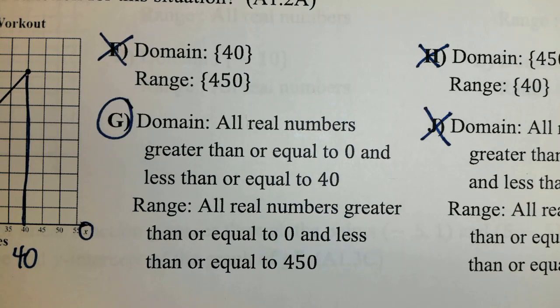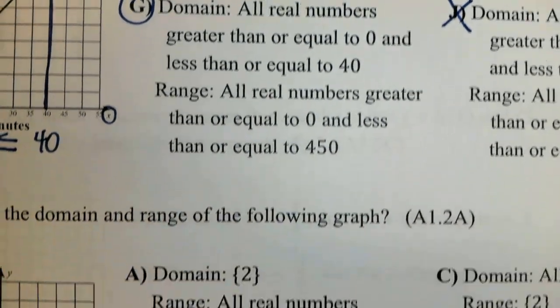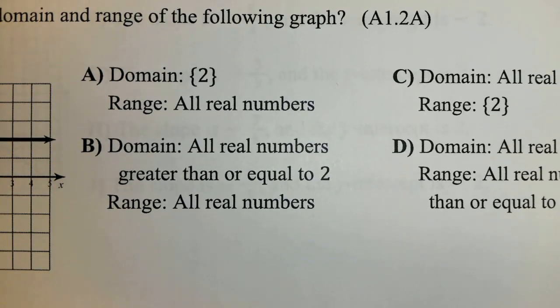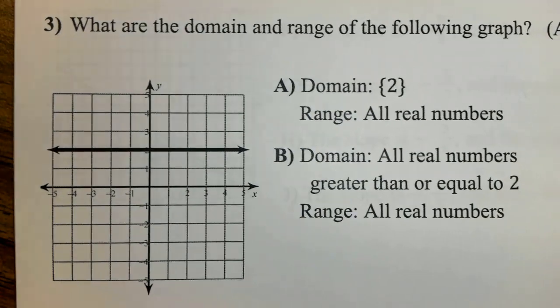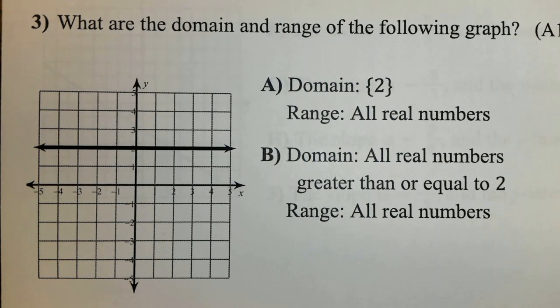Now, you could have done the same thing and just looked at range, which is the up and down part. I could have done that by itself, and that alone would have done the same thing. But again, you only have to do one or the other. Okay, it's rare that you have to do both. I mean, sometimes you do, and you're wondering probably where's an example of that. Number 3 is an example, so let me show you. Number 3, what are the domain and range of the graph? Okay, so it's just asking for domain and range.